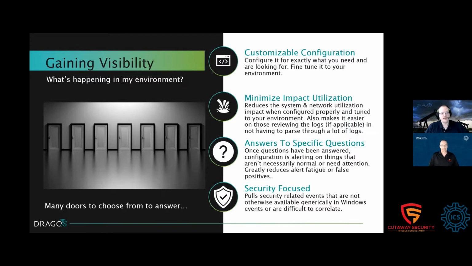So, talking about the four key points about Sysmon and why I recommend using it to gain visibility in endpoints, the very first one, and it's also my favorite part, is its completely customizable configuration. You can configure it to look for exactly what you need, and you can fine tune it to your environment. When you fine tune it, you're minimizing the utilization impact because you're not alerting on every single thing. You're only alerting on the things you want it to alert on.